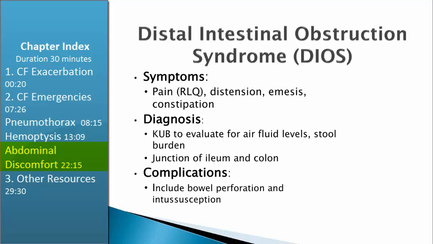You should obtain a KUB to evaluate for air fluid levels and stool burden, and as I mentioned, you'll often see this bubbly granular appearance in the ileocecal junction, and you may also see air fluid levels. Complications include bowel perforation and intussusception. So this is basically a bowel obstruction, but particular to CF.